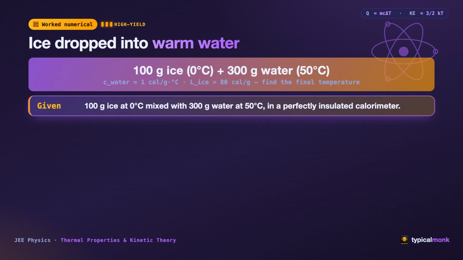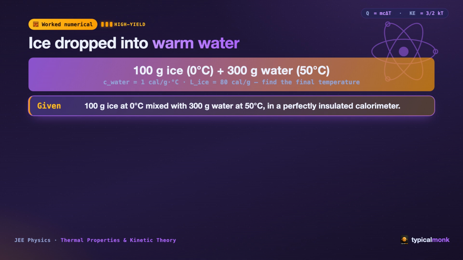Time to solve the full JEE numerical together, slowly, the monk's way. 100 grams of ice at 0 degrees is dropped into 300 grams of water at 50 degrees, inside a perfectly insulated calorimeter. Find the final temperature. Given water's specific heat as 1 calorie per gram per degree, and ice's latent heat as 80 calories per gram. Step 1.